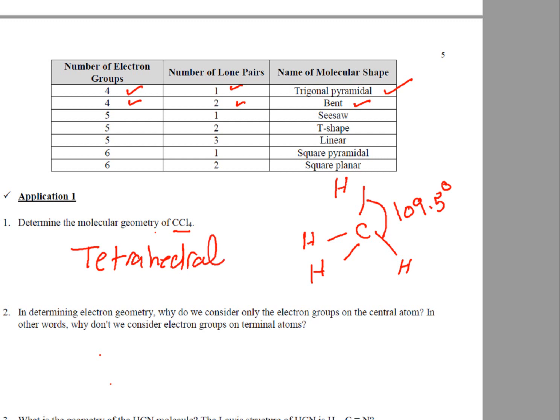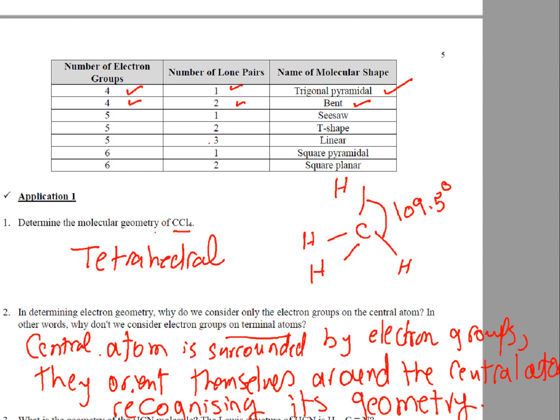Question 2. In determining electron geometry, why do we consider only electron groups on the central atom? In other words, why don't we consider electron groups on the terminal atoms? The central atom is surrounded by electron groups. The number of electron groups surrounding the central atom determines the geometry of the molecule, because they orient themselves around the central atom, giving the geometry of the whole molecule.